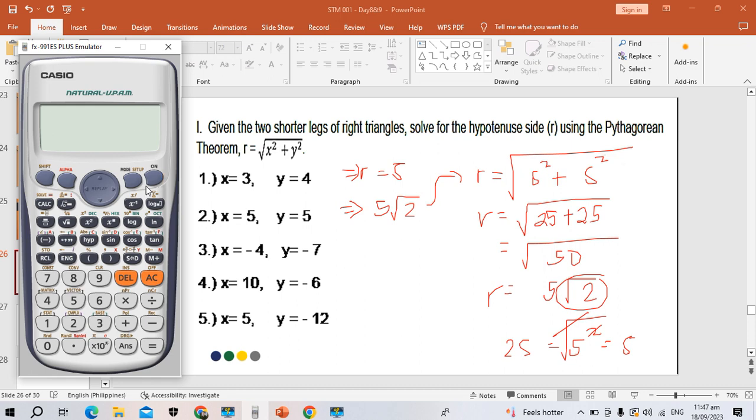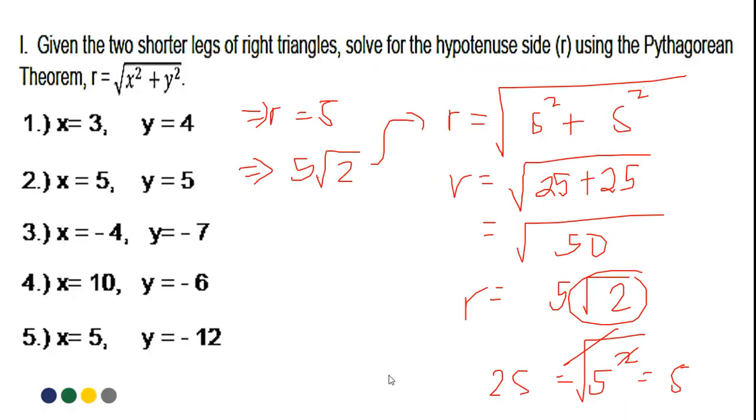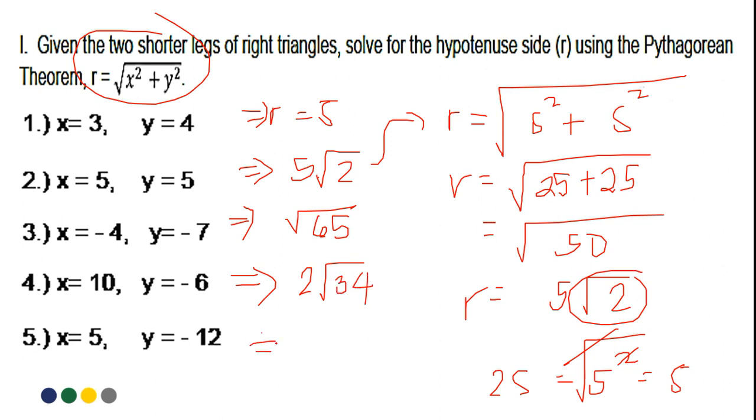Try natin yung sinasabi ko na i-disregard yung negative sign. 4 squared plus 7 squared. The answer is still square root of 65. So, yun nga. Kahit may negative yan, i-disregard yan kasi nga square root po. And we're talking about the Pythagorean theorem. So, this is square root of 65. So, can you give me the final answer here, number 4, using your calculator? Number 4 po, what is the answer? Sir, 2 square root of 34. How about number 5?